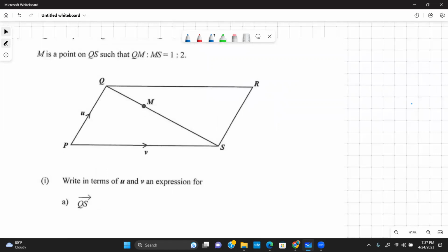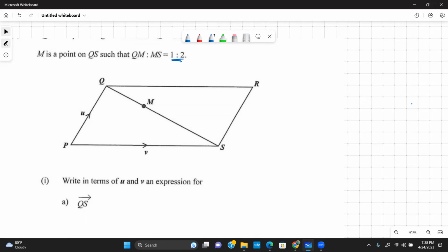They did say here that M is a point on QS such that QM to MS is 1 to 2. See that? They're telling you 1 to 2. 1 part, 2 parts. All right, no problem. So that information is given. Just like what we're saying, they'll do this to you. What are you going to do? Relax and use the information.